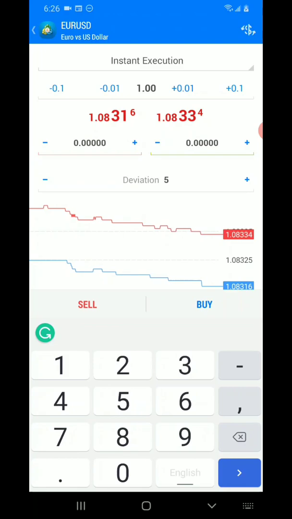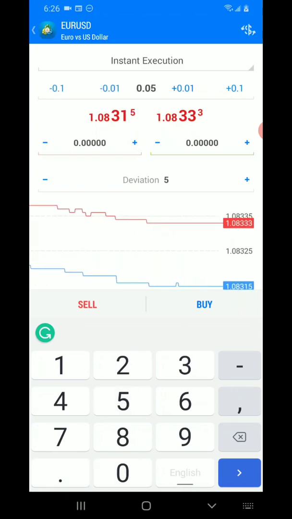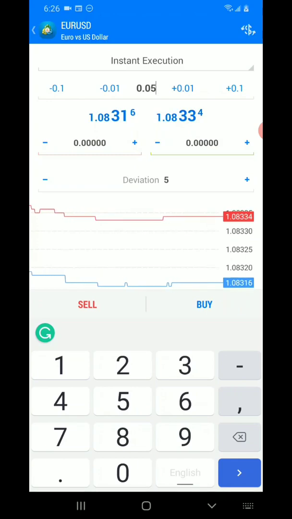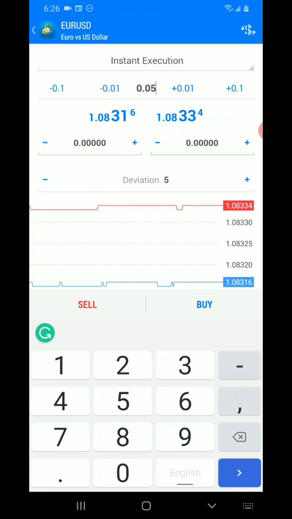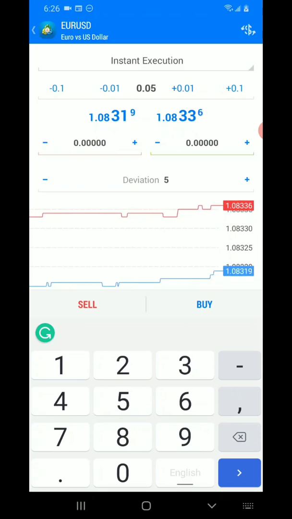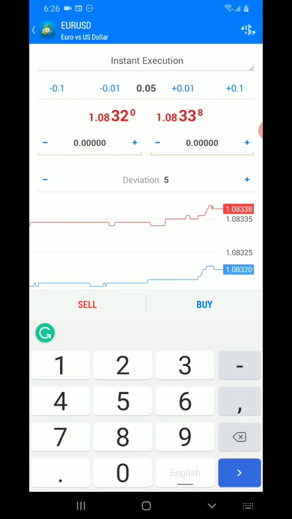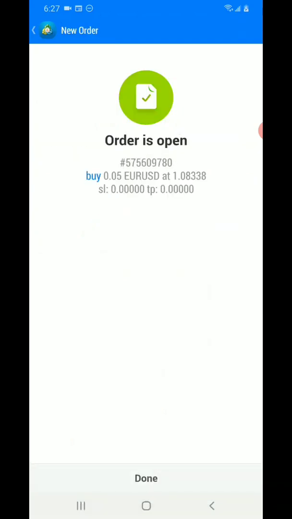If we think that 100,000 euros is too much and we'd rather go with 5,000, then we have to put here 0.05. How can we know how much we'll buy if we use 0.05? Yes, you are right, 0.05 multiplied by 100,000. Remember, 100,000 is our standard trading volume, which is equal to 1.00. So 0.05 multiplied by 100,000 is equal to 5,000 euros in our case, because what's the base in our case? Euro. So we click on buy, and here we go.